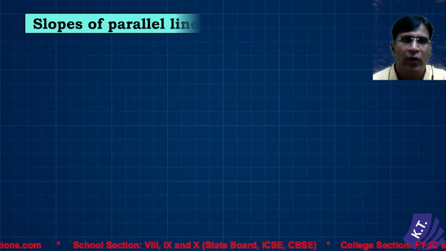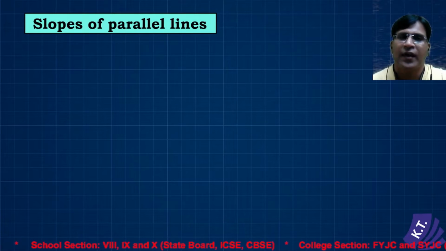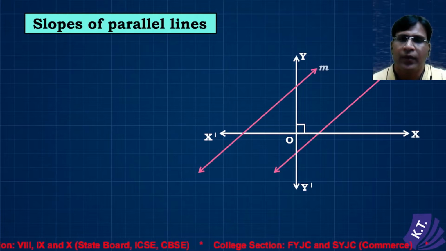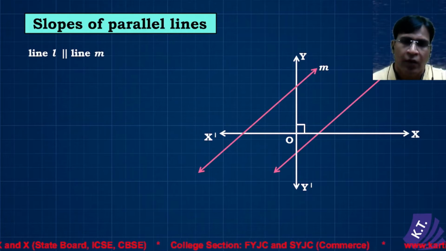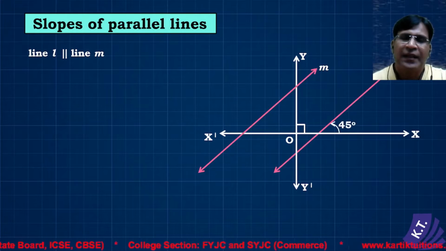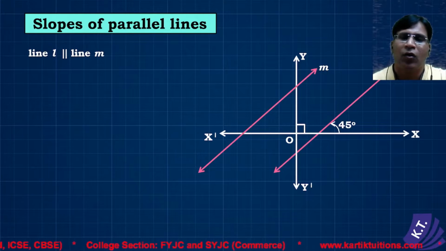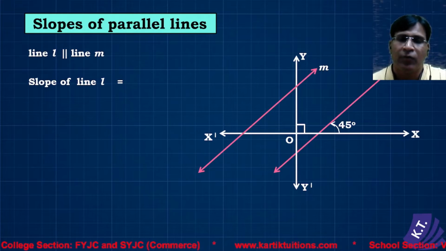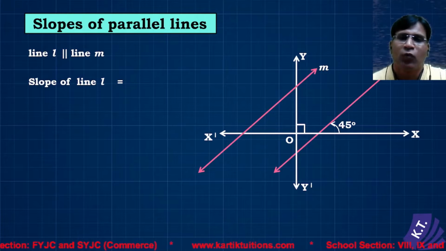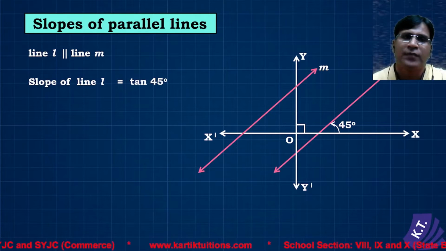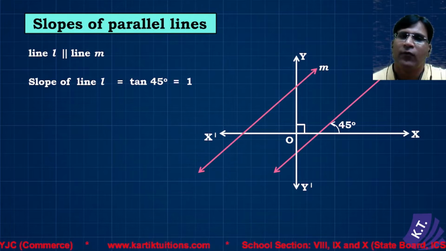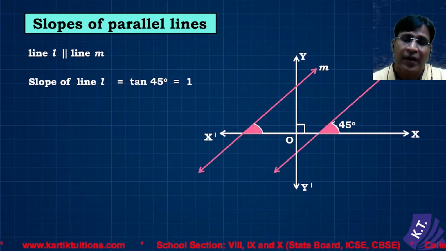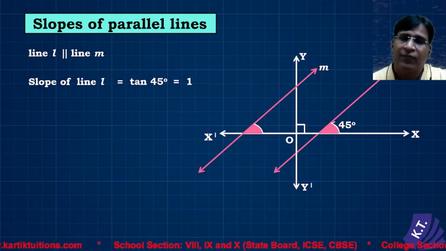Now see, we are going to talk about slopes of parallel lines. Sir, what is this? Let's see. I have a coordinate axis. I take a line L and line M, and both the lines are parallel. Let us say line L is making an angle of 45 degrees with the positive x-axis. You have studied my one formula of slope, that is slope is equal to tan theta. Now here our theta is 45, so it becomes tan 45. Now what is tan 45? 1.